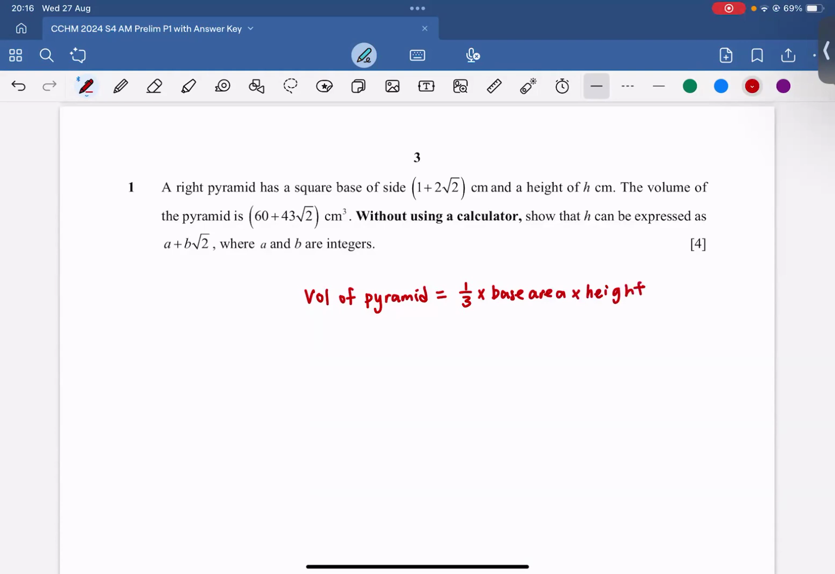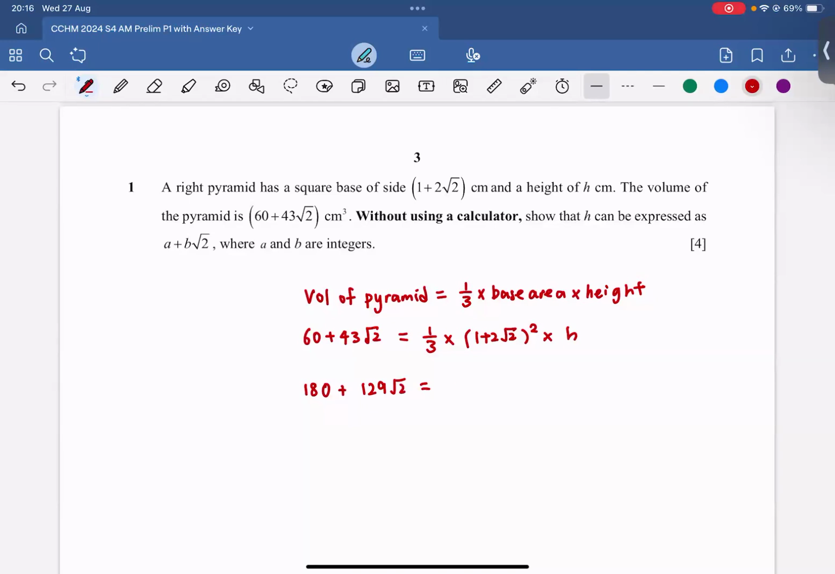Okay, so volume of pyramid in this case, given 60 plus 43 square root 2, equals to 1/3 times base area. So because the base is a square, so this square times height. Okay, so a good habit is to times 3 throughout. So times 3, times 3.